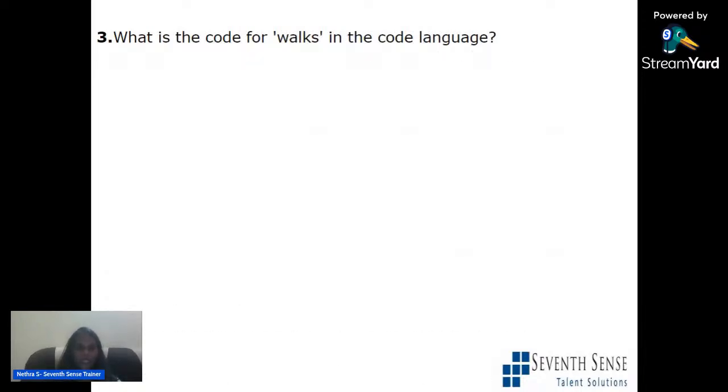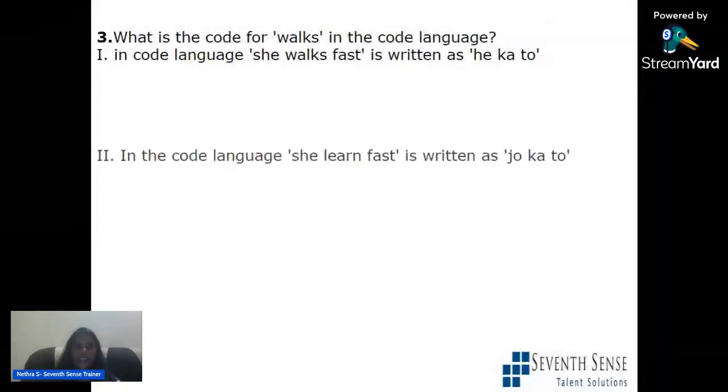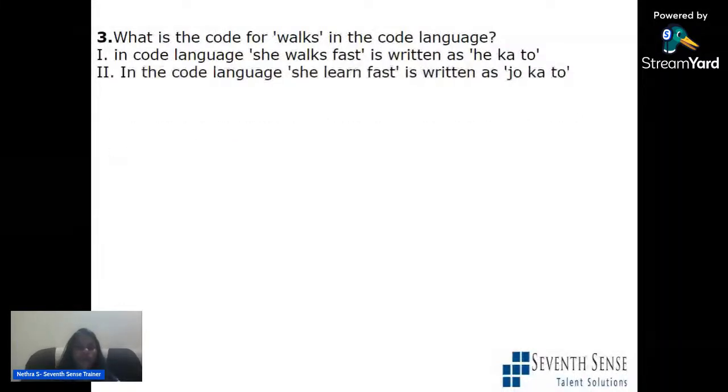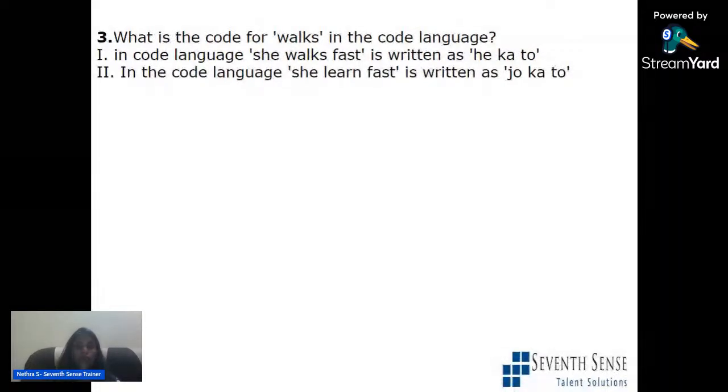What is the code for walks in the code language? Statement 1: in the code language, she walks fast is written as he ka tu. And statement 2: in the code language, she learned fast is written as jo ka tu.